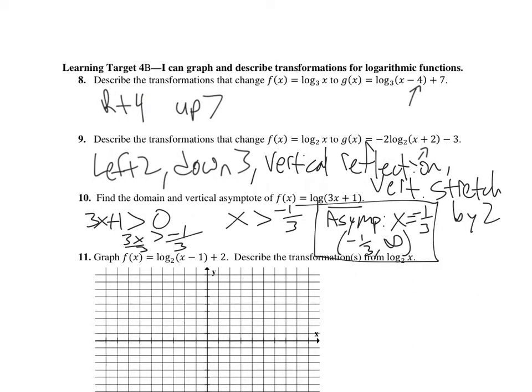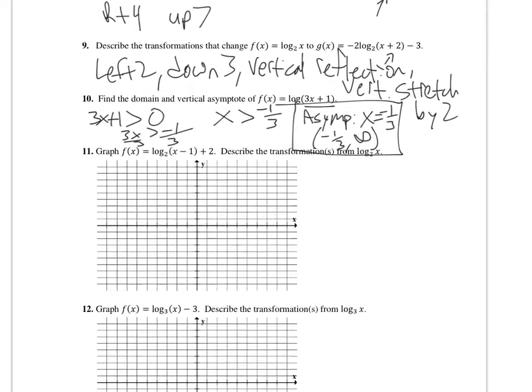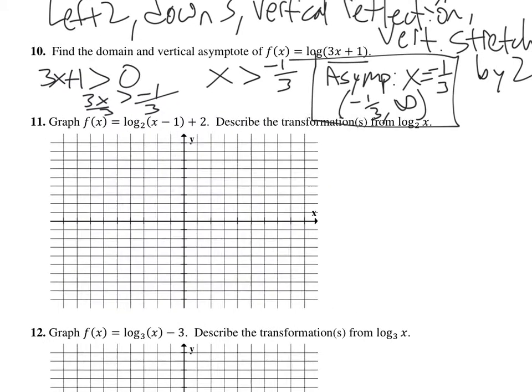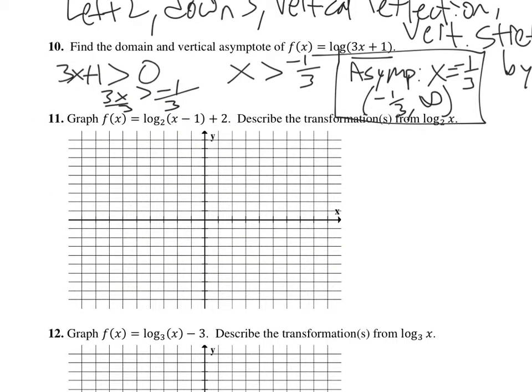Remember to watch out, and for some cases when you divide by a negative number here, you'll have to flip that inequality there. So, all right, describe the transformations for a log base 2, okay? So we're going to describe and graph. So we got a -2 here. -1 is going to go right 1 and up 2.